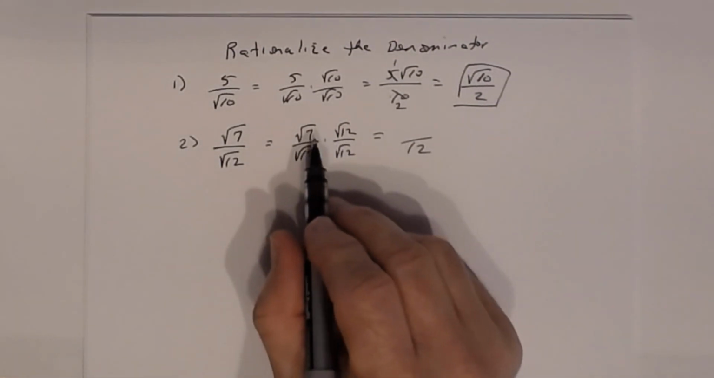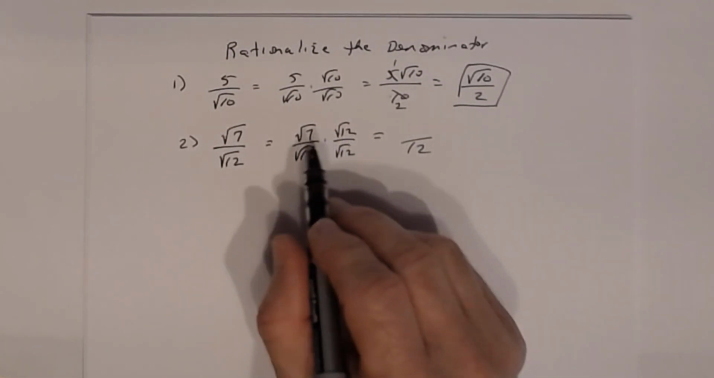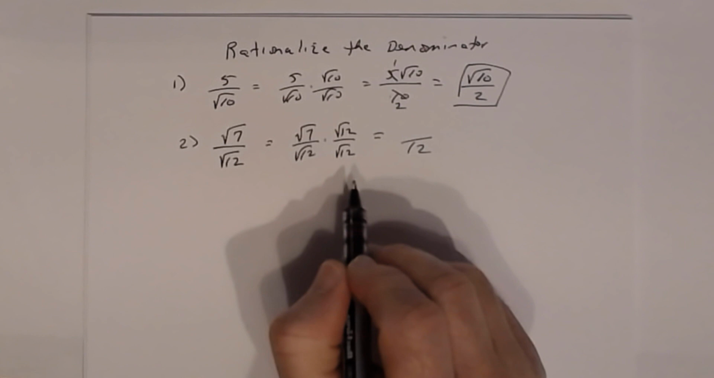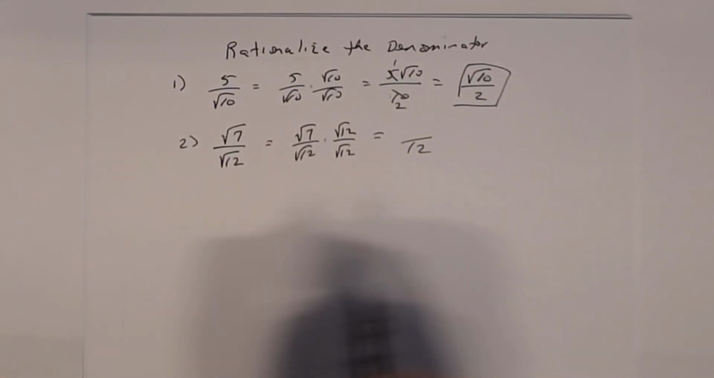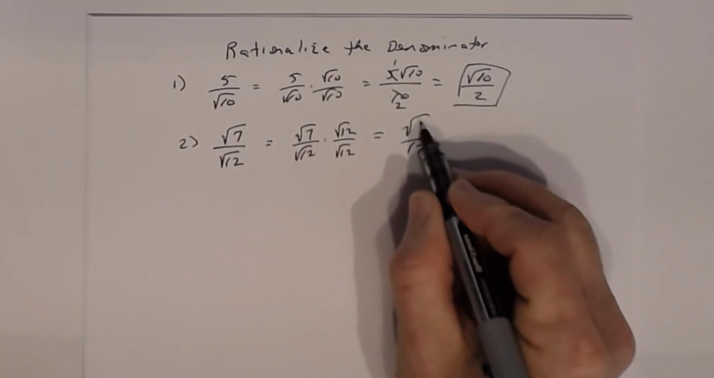But if you look at the numerator, remember one of the properties is that you can multiply the radicands together. When you have the square root of 7 times the square root of 12, using a calculator, you could say 7 times 12, and that would be the square root of 84. So you get the square root of 84 right here.